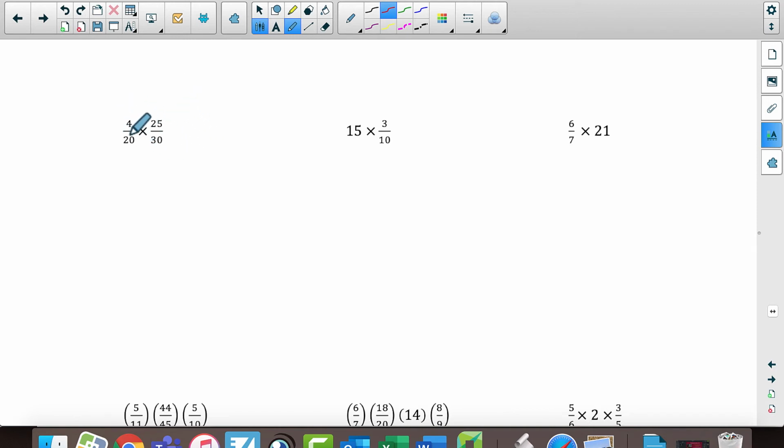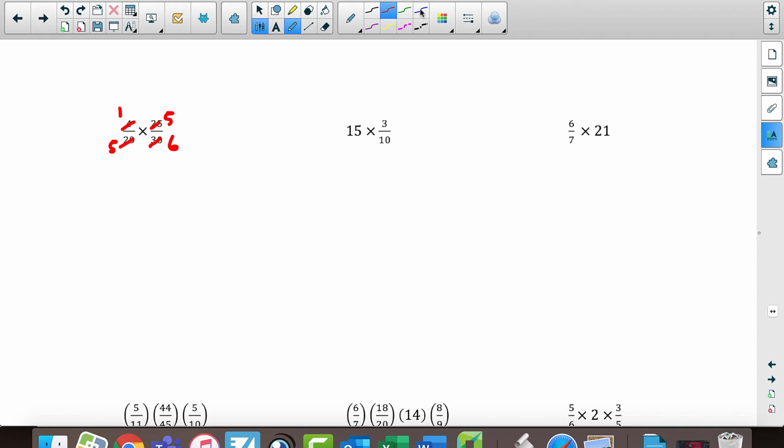You could do, I don't know, I'll do the 4 and the 20 this time. So 4 and 20 can both be divided by 4. So you get 1 and 5. 20 by 4 is 5. 25 and 30 you could do. Divide them both by 5, you get 5 and you get 6.